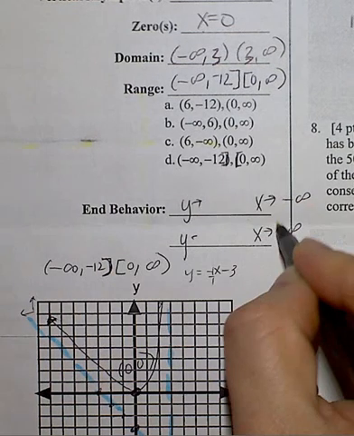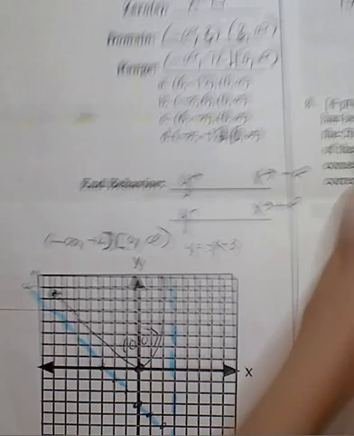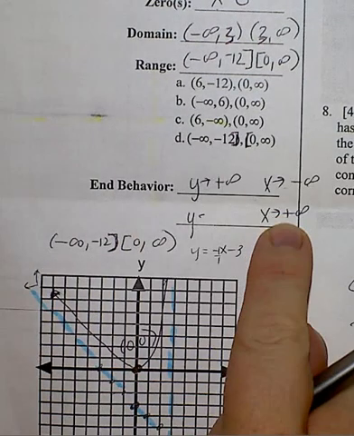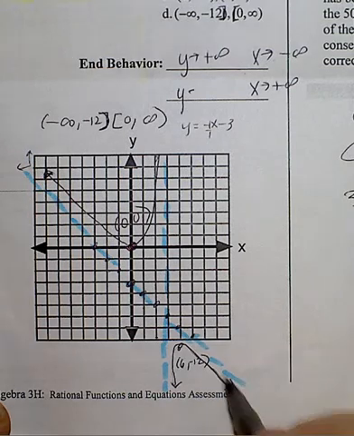So as you go off to the far left for end behavior, the far left continues to go up with no restriction. And if you go off to the far right, it continues to go down with no restriction.